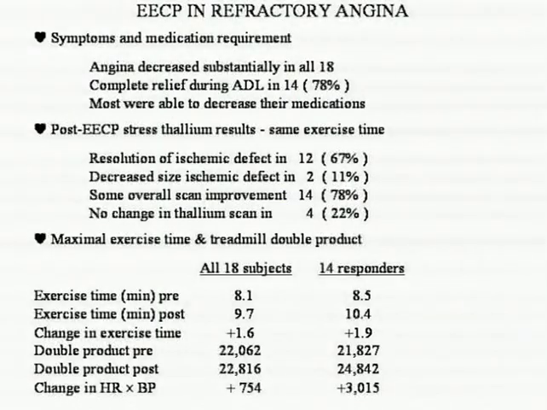But with EECP, these patients walked farther on the treadmill, got their heart rate and blood pressure up higher. They were able to do more work because blood flow would have been improved. Treadmill time increased by 1.6 minutes for all 18. And if you look at the responders, it increased by 1.9 minutes.